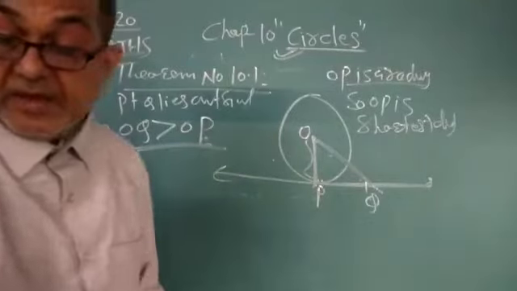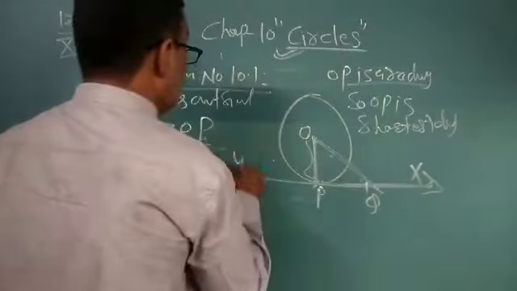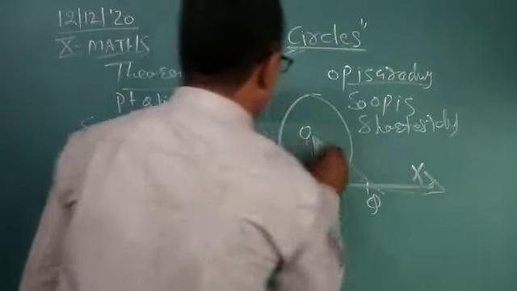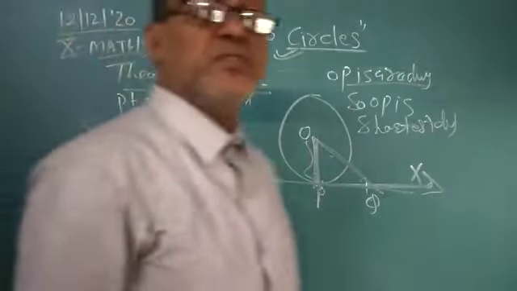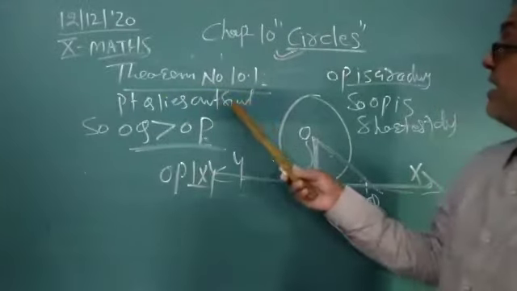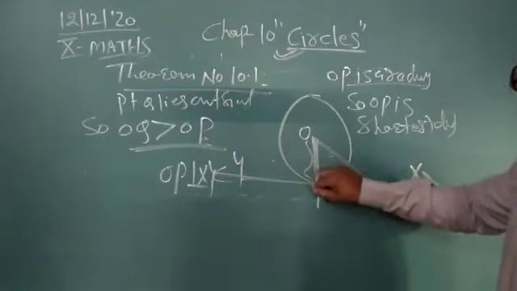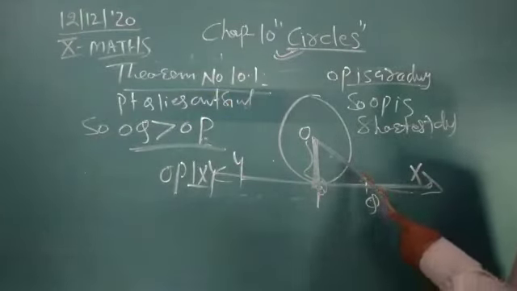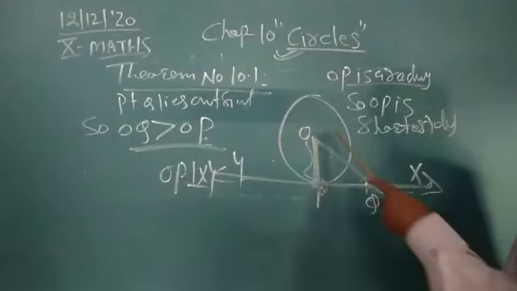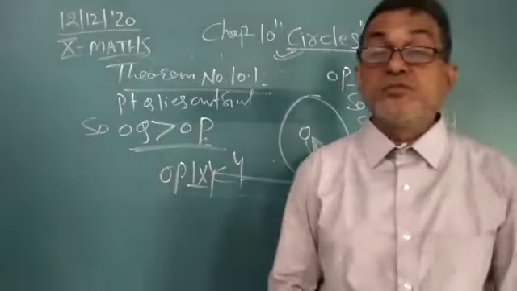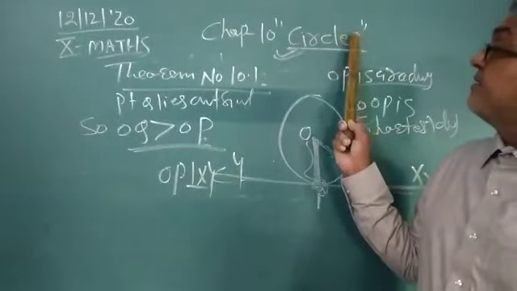So we can say that, suppose this line is XY, this XY is perpendicular to OP. OP is perpendicular to XY. So this is theorem number 10.1. A line that touches the circle is a tangent, and the radius is always perpendicular to it at the point of contact. Point Q lies outside, OQ is greater than OP. OP is the shortest distance to the line XY, so it is perpendicular. First write the heading, chapter number 10, Circles.